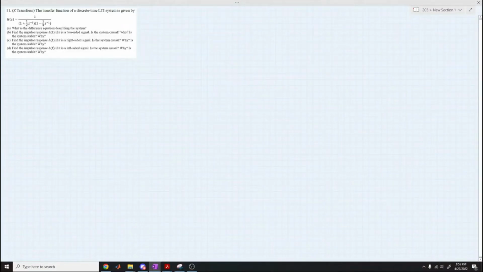All right, practice final, last problem, problem 11, dealing with z transforms. So we're given a transfer function H of z, and we want to find the difference equation describing the system. So let's get started with that.